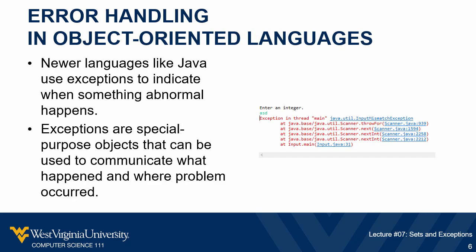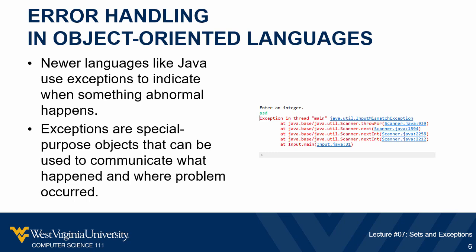Newer object-oriented languages like Java use exceptions to indicate when something went wrong. Exceptions are special objects that are designed to communicate details about the problem that occurred, a lot of times where the problem occurred in the execution of our program, and sometimes a user provided message or some other information that's helpful in debugging.